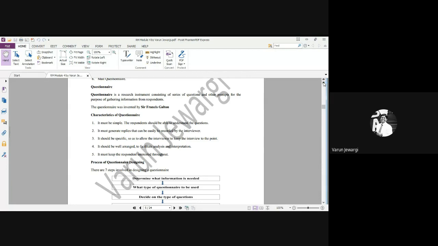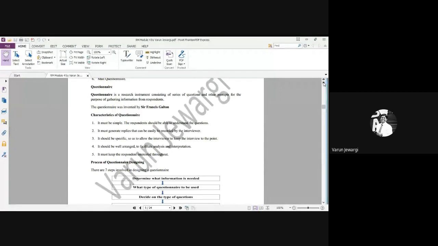Then we should keep the respondent interested throughout. Whenever you design a questionnaire, please understand, maybe I'll be asking you to do this, or any other project you'll be doing. When you give it to the respondent, if he is really not happy filling in your questionnaire, that means your questions are not interesting for the respondent. Either you have selected the wrong respondent, or else your questions are seriously not interesting to people.